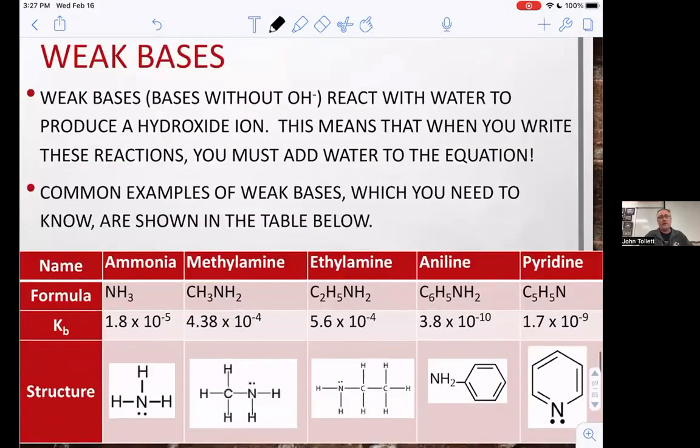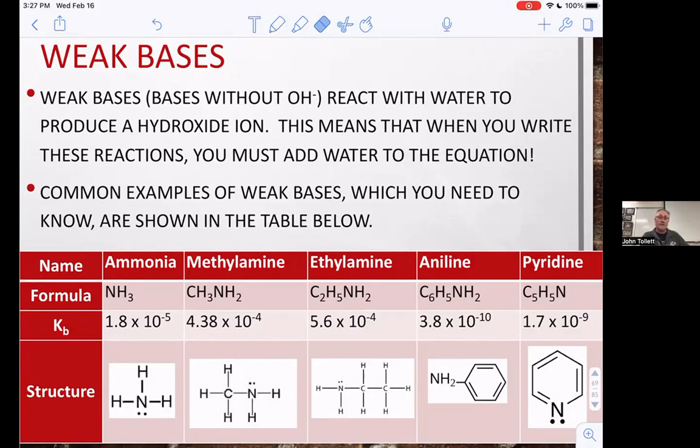Now, weak bases, on the other hand, don't have hydroxide in them. They generally have an amine group in them. In other words, you're going to see ammonia, methylamine, ethylamine, and so forth. They have those amine groups, which have a lone pair of electrons, which makes them Lewis bases. They donate the pair of electrons to form coordinate covalent bonds. But all that aside, if you add water to each of these, they will produce hydroxides in solution, which makes them bases.